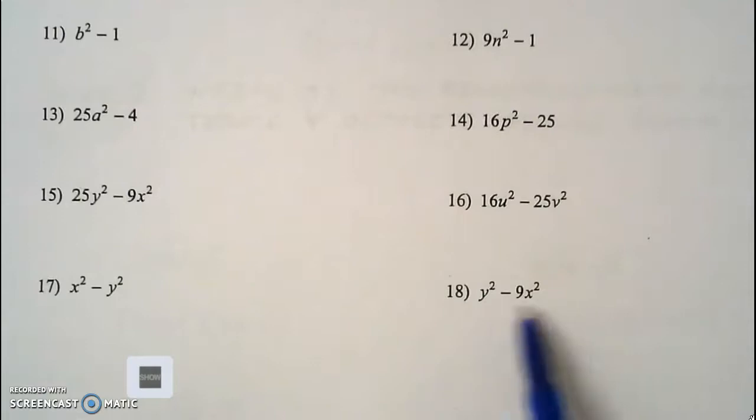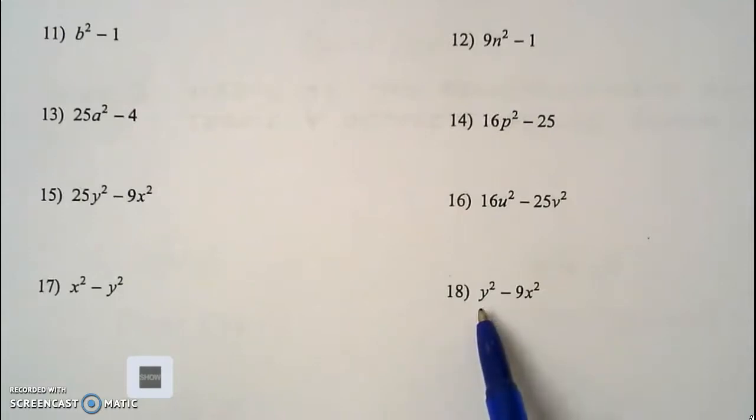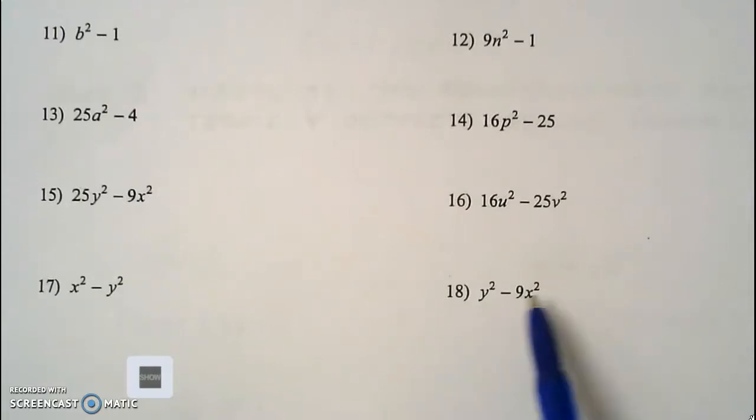Don't worry if you have two variables, it'll still be a y on the front, the square root of y squared, and a 3x second. It's okay to have two variables. It doesn't make this any more difficult. But as always, if you have any questions, let me know.